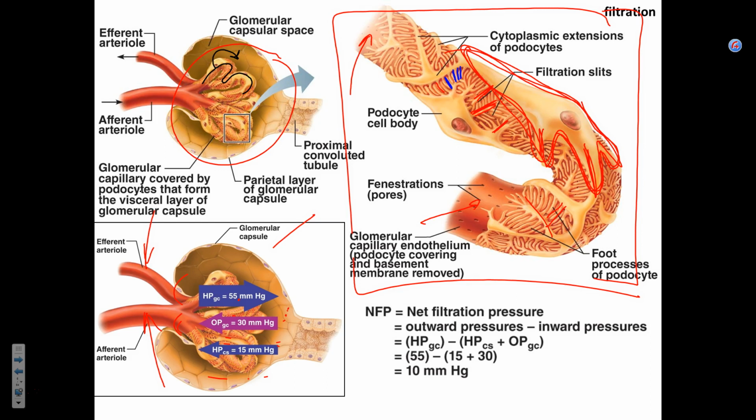Can you rupture a filter? Yeah, how? How can you rupture the filter? Too much pressure, right? So it turns out high blood pressure can damage the filtration membrane here, can damage the podocytes, can damage the filtration slits, leading to the appearance of protein in the urine.